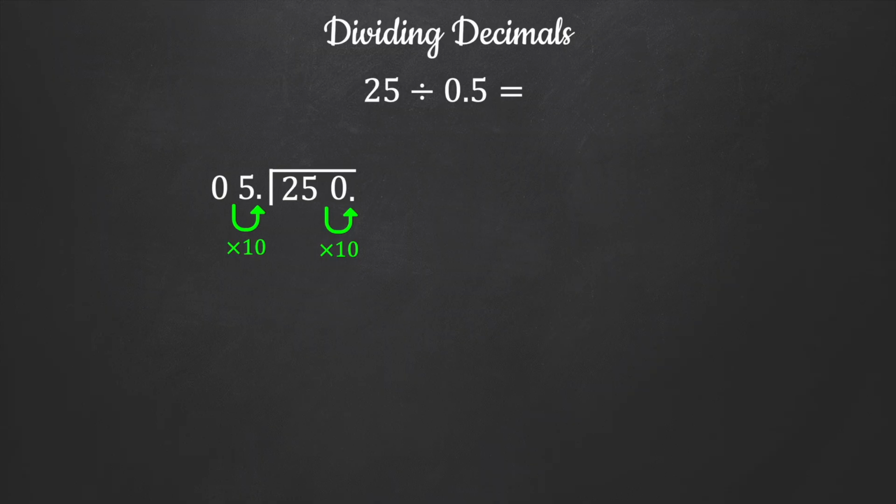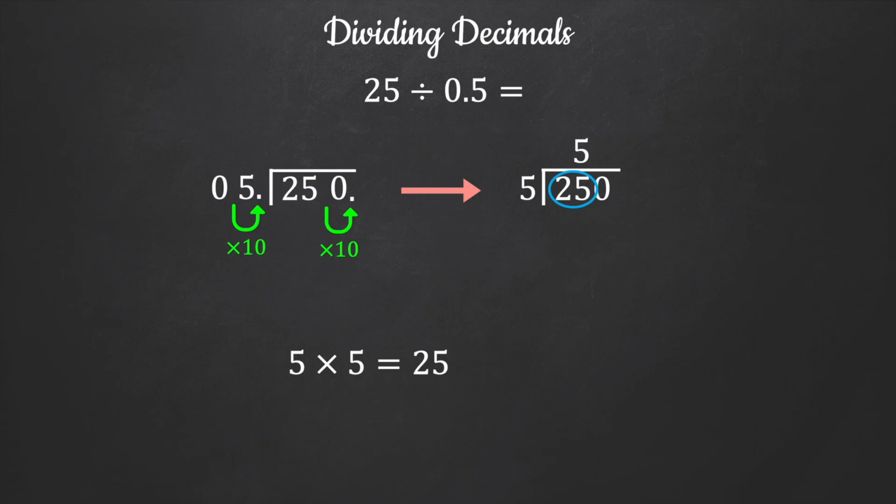And now, look at the divisor. We have a whole number divisor, which makes it much easier to divide. So now we have 250 divided by 5, which is the same thing as 25 divided by 5/10. We'll get the same answer. So let's go ahead and divide. We ask ourselves, how many times does 5 go into 2? But 5 does not go into 2. So we ask ourselves, how many times does 5 go into 25, which is 5, because 5 times 5 is equal to 25. And 25 minus 25 is equal to 0.